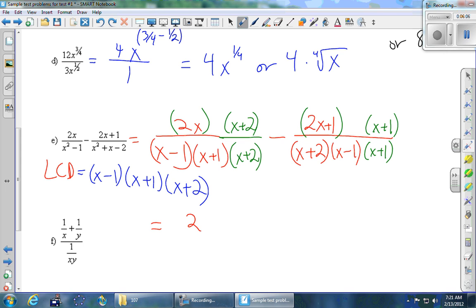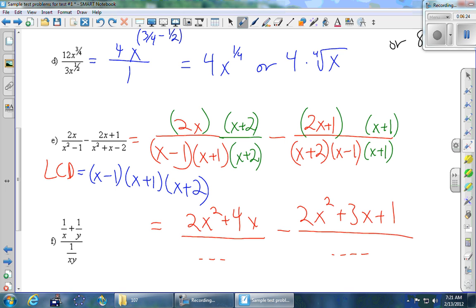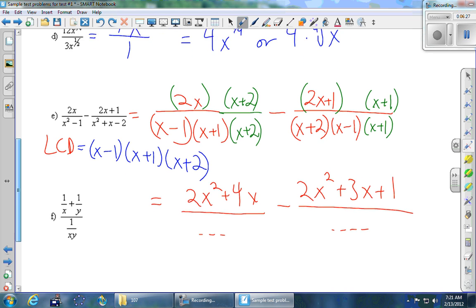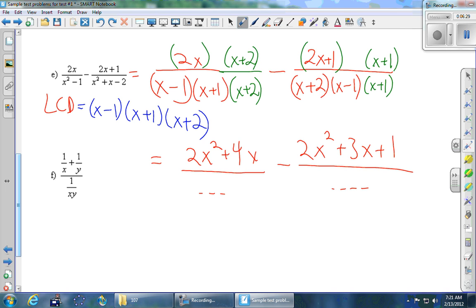So distribute, we get 2x squared plus 4x divided by the whole denominator, minus, and then we'll FOIL up here, 2x squared plus 3x plus 1 over the whole denominator. And now the idea is that because they have the same denominator, we can merge them together. So the whole denominator is down there, and I just have one fraction, 2x squared plus 4x minus 2x squared plus 3x plus 1.